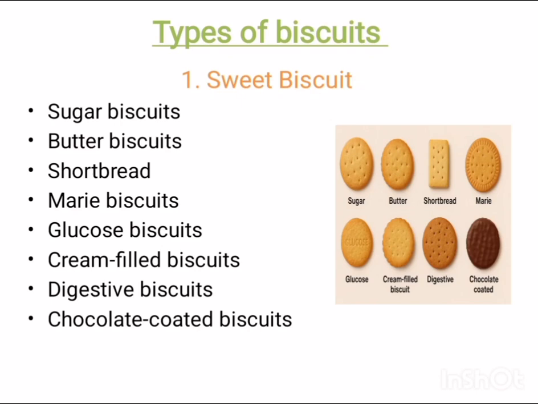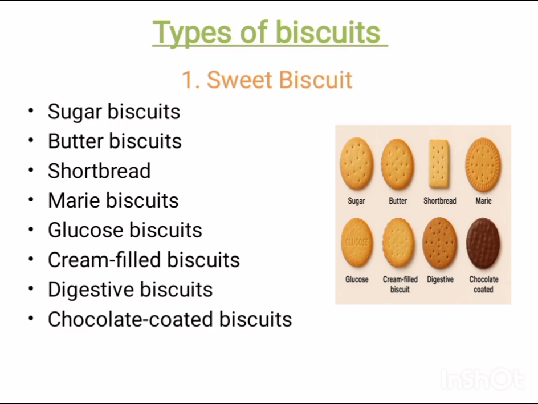Next is a shortbread biscuit, which is very buttery and crumbly in texture. Next is a Marie biscuit, which is a light and low fat tea biscuit. Next, glucose biscuit, which is high in sugar content and an energy giving biscuit. Next is a cream filled biscuit, which contains cream inside 2 biscuits. According to the cream flavor, different types of cream biscuits are available.